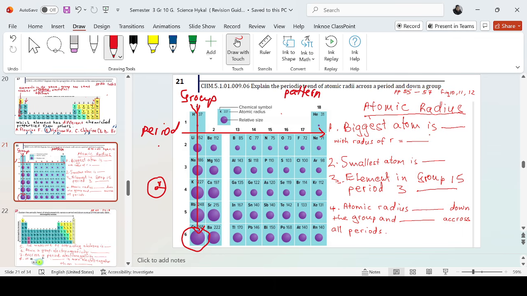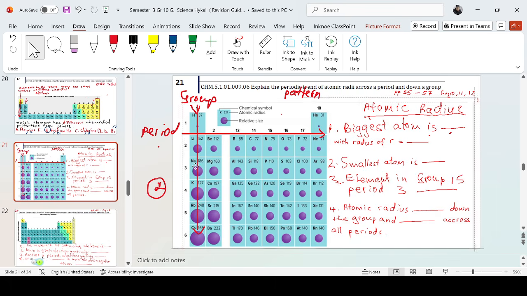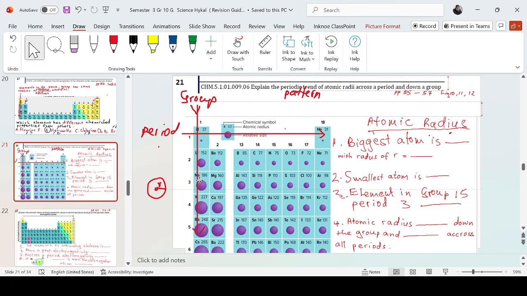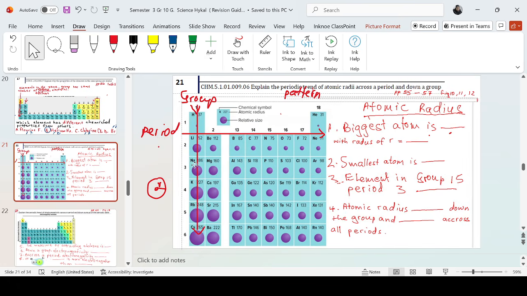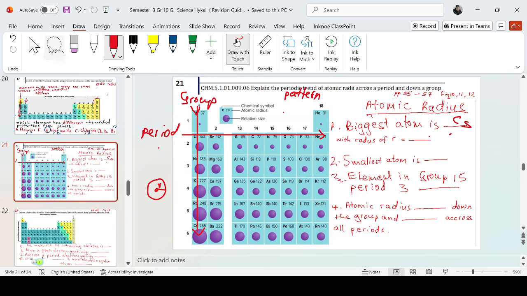So the biggest atom is what? Which one? This one is the one down here. Can you check which one this is? I'm seeing here it's written Cs. Cs, this one.